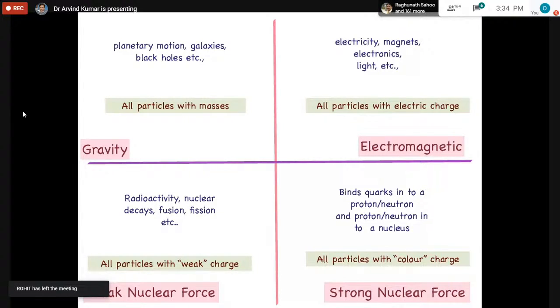All the other three forces play a very important role. For example, electricity, electromagnetic force, weak nuclear force, and strong nuclear forces. The weak nuclear force is the one which is essential for radioactivity, nuclear decays, fusion, fission, everything. And most importantly, this is a typical question which is asked.